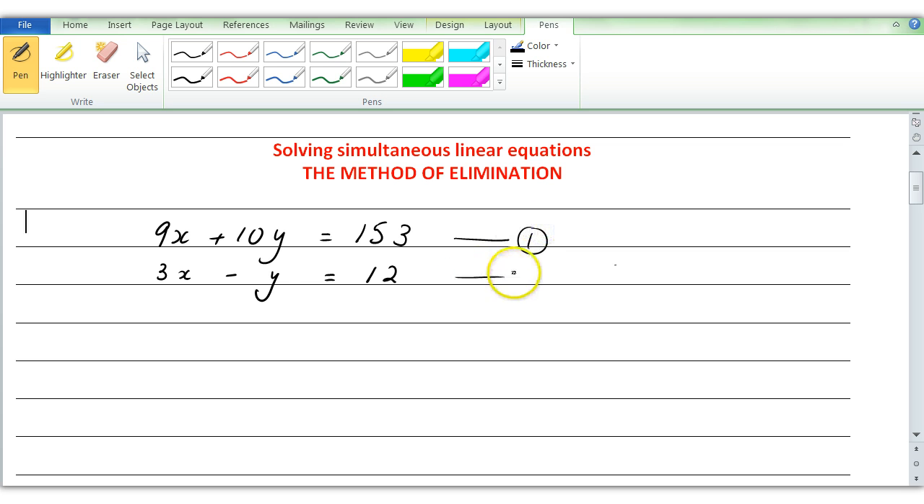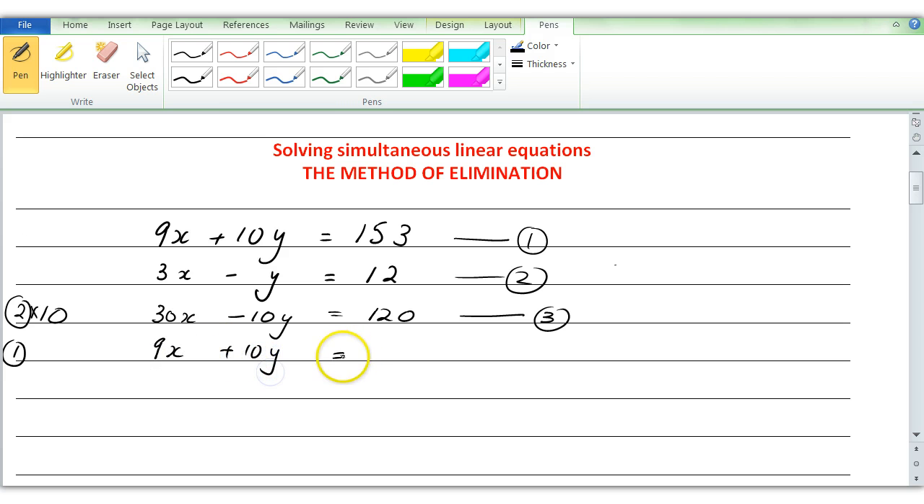Label our equations 1 and 2, and we're going to multiply equation 2 through by 10. So all of this is going to be multiplied by 10. So it's like having 10 lots of equation 2. 10 lots of 3x will be 30x, 10 lots of negative y will be negative 10y, and 10 lots of 12 will be 120. I'm going to call that equation 3, and just for neatness and because it's going to keep it in our view, I'm going to rewrite equation 1 here. 9x plus 10y equals 153. That's equation 1. We're going to concentrate on these two equations.